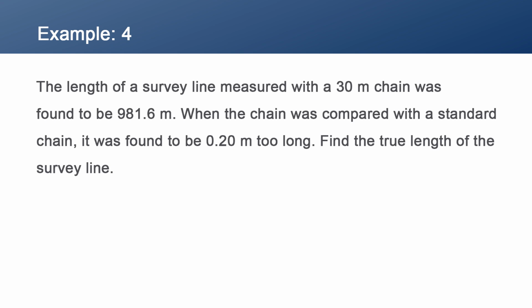Let us take a look how to find the true length of a survey line when your chain isn't quite right. Here is an example to make it clear for you. Example, the length of a survey line measured with a 30 meter chain was found to be 981.6 meter. When the chain was compared with the standard chain, it was found to be 0.20 meter too long. Find the true length of the survey line.